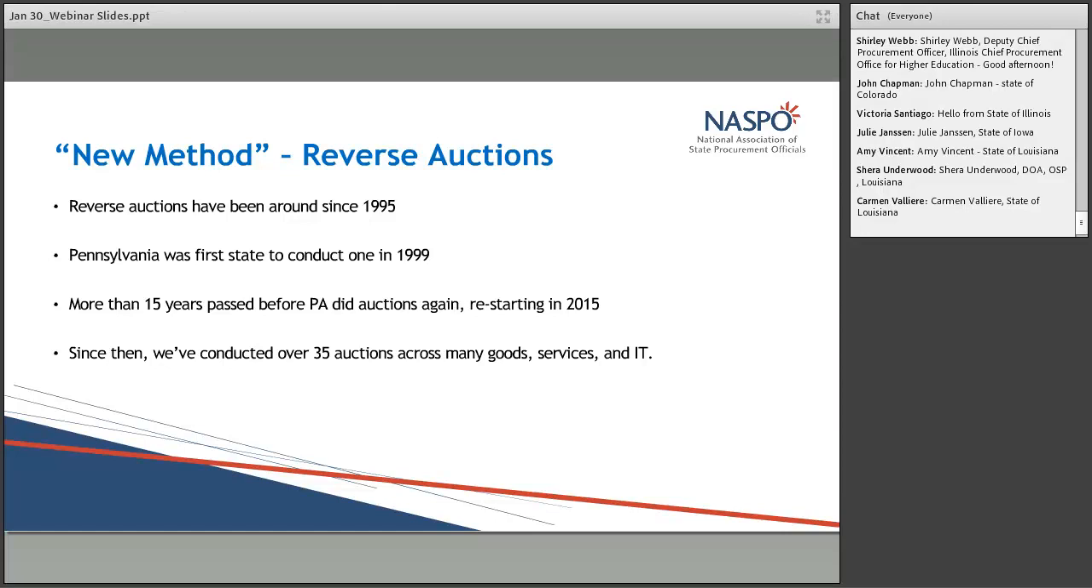So sometimes I get the question from other states asking if we use a consulting firm to help us with our auction program. And I kind of jokingly respond that no, because I am the consultant that implemented this, or helped to implement the program at the Commonwealth because of my background doing auctions.